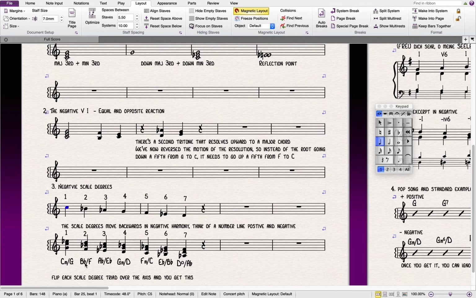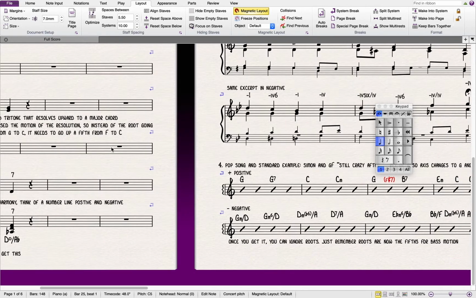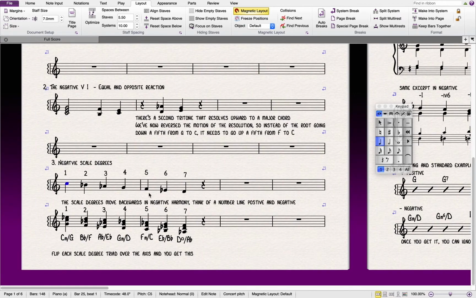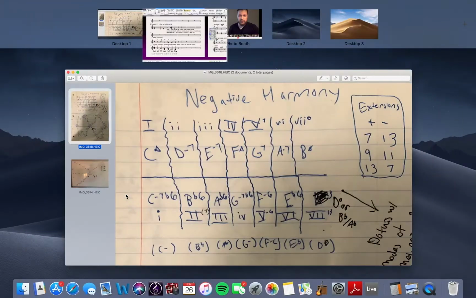1 is minor, 2 is major, 3 is major, 4 is minor, 5 is minor, 6 is major, 7 is still diminished. So right here, just from using these chords alone, if you're a pop songwriter writing songs, just that alone, you could translate everything.